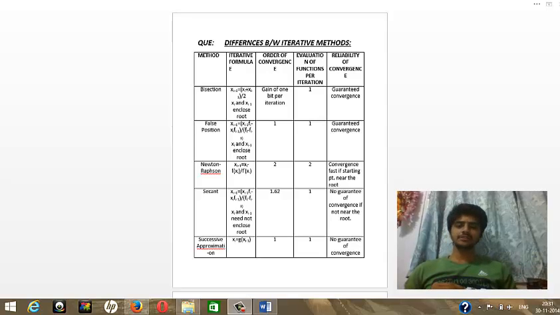The third one is Newton-Raphson, and its iterative formula is x_{i+1} = x_i - f(x_i) / f'(x_i).